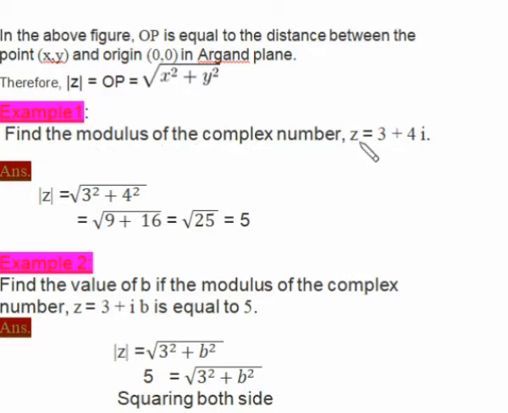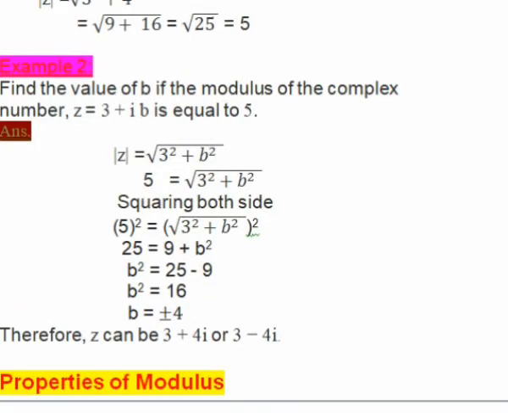Find the modulus of the complex number z equal to 3 plus 4i. The mod of z means the square root of the square of the real part, 3 square, plus the square of the imaginary part, 4 square. 3 square is 9, 4 square is 16, 9 plus 16 is 25. The root under 25, its value is 5. Similarly, we see the next example.